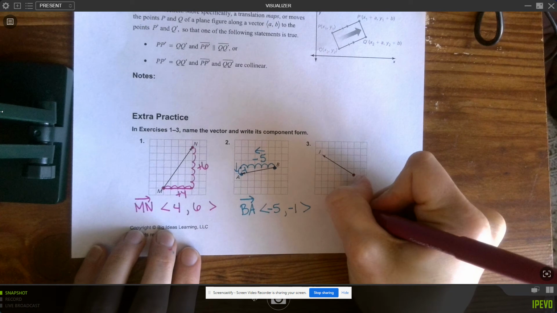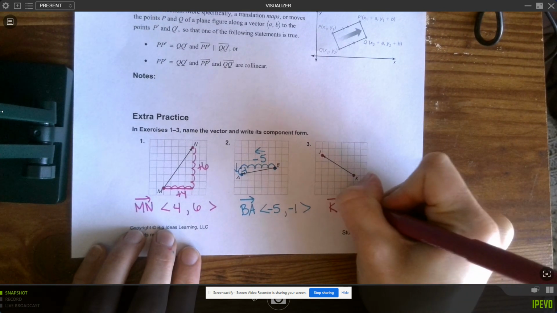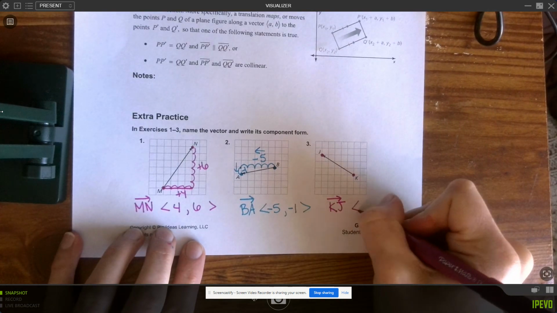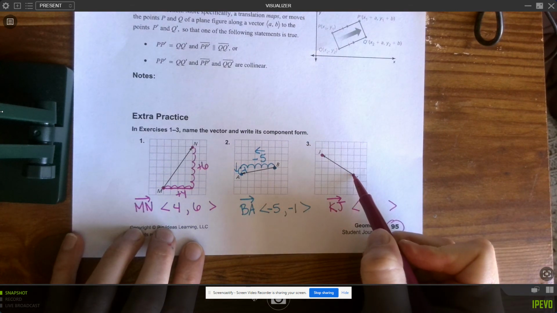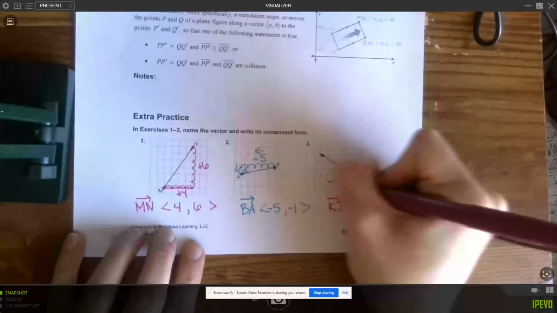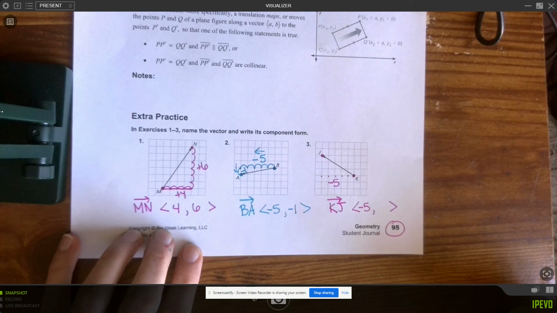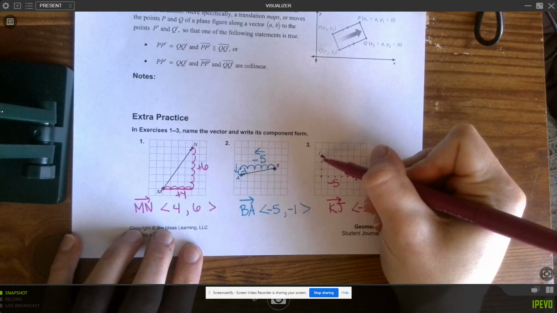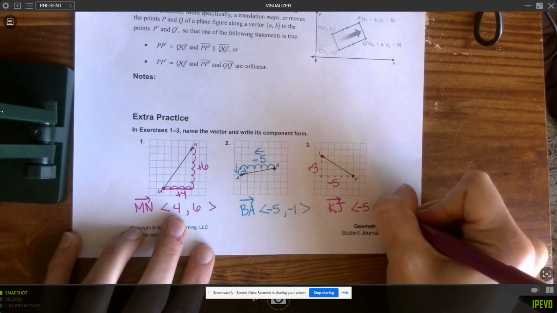K is the initial point. J is the terminal point, so this is vector KJ. The horizontal component, you would need to go 1, 2, 3, 4, 5 to the left. So your horizontal component is -5. Your vertical component, you would move 1, 2, 3 up. So your vertical component is +3.